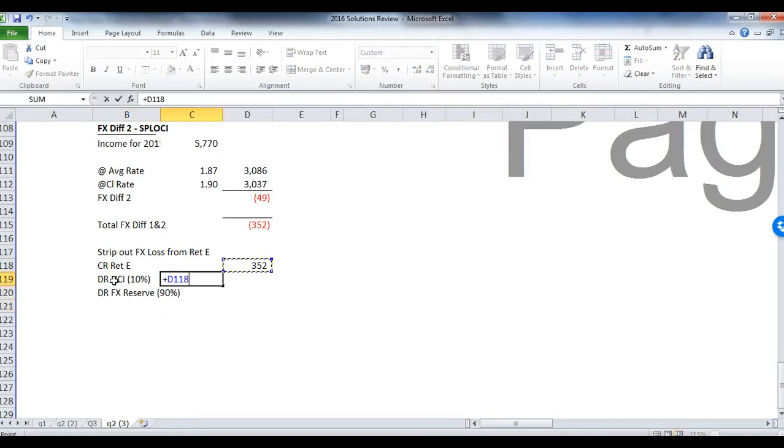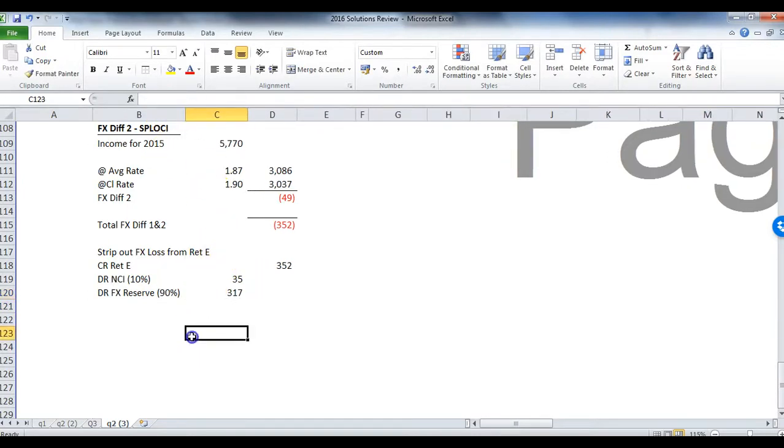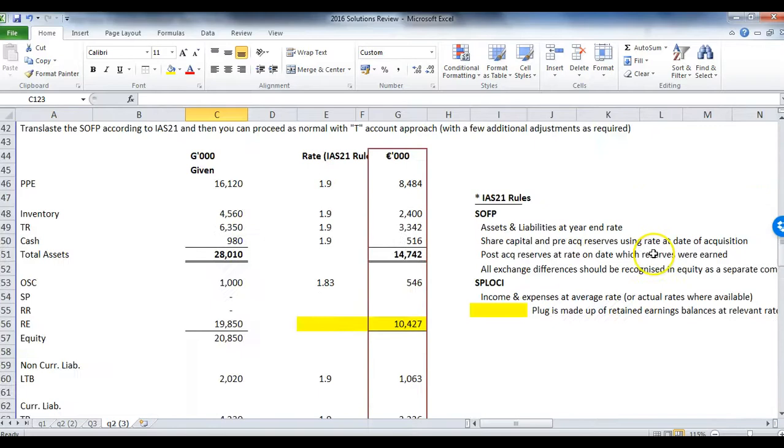So you'll debit NCI 35 and you'll debit the foreign exchange reserve 317. Alright, so that's the key point there that we looked at in that step.